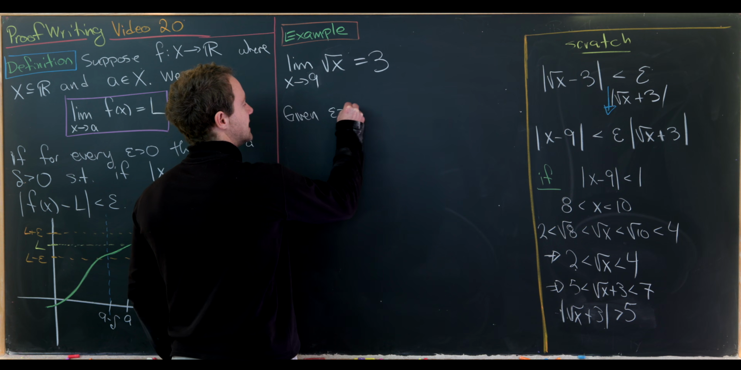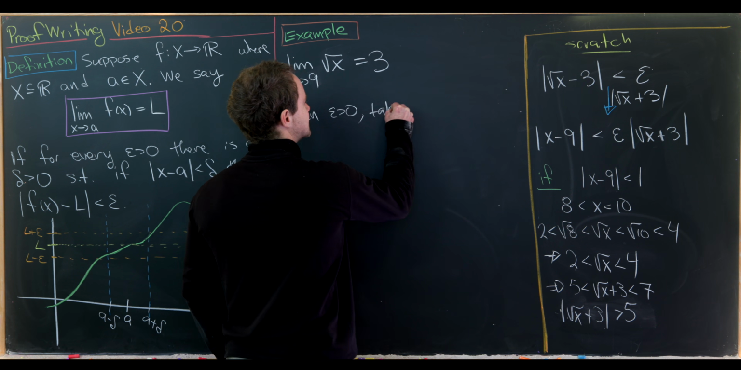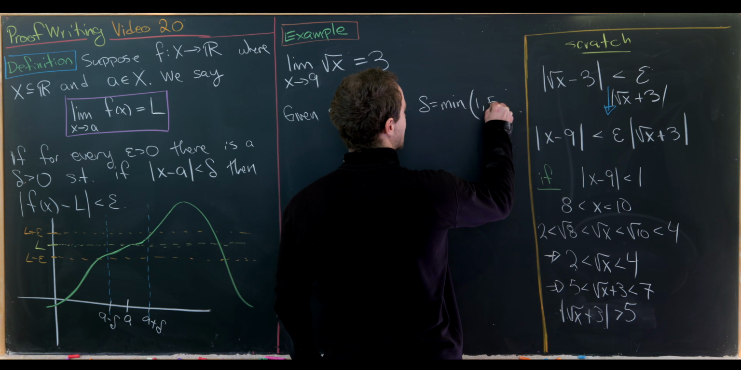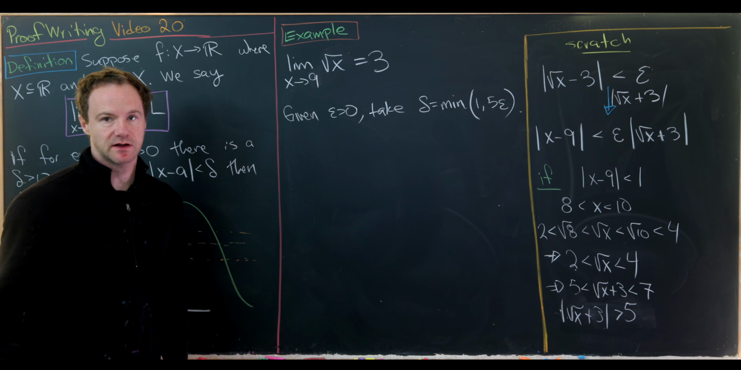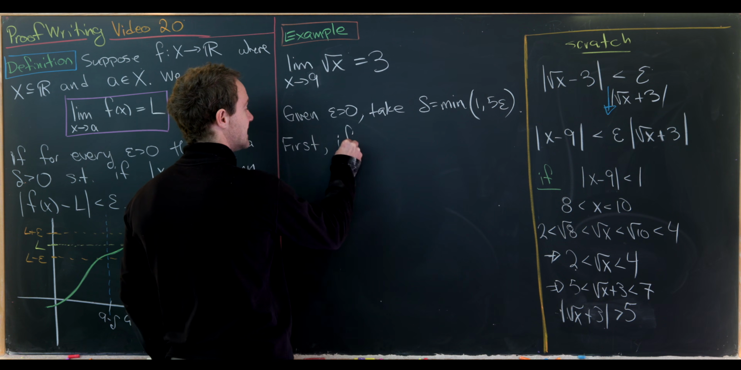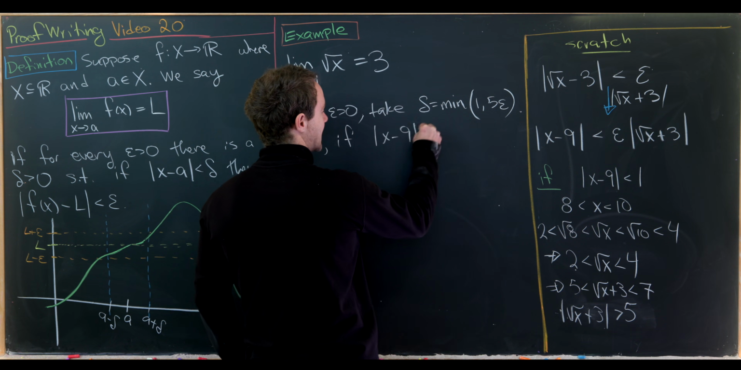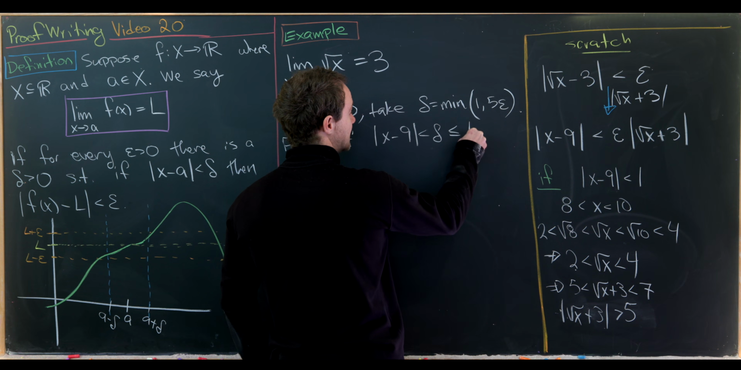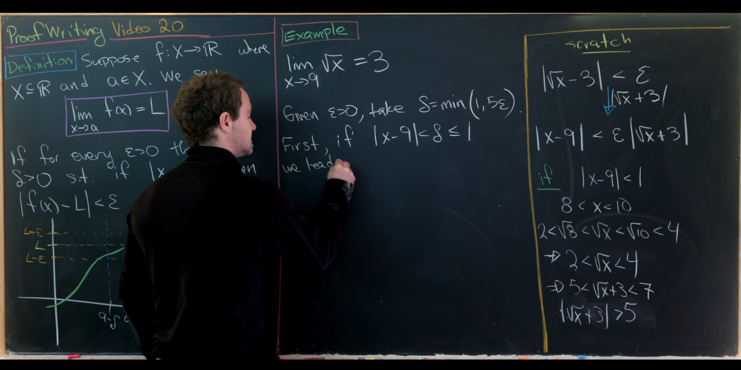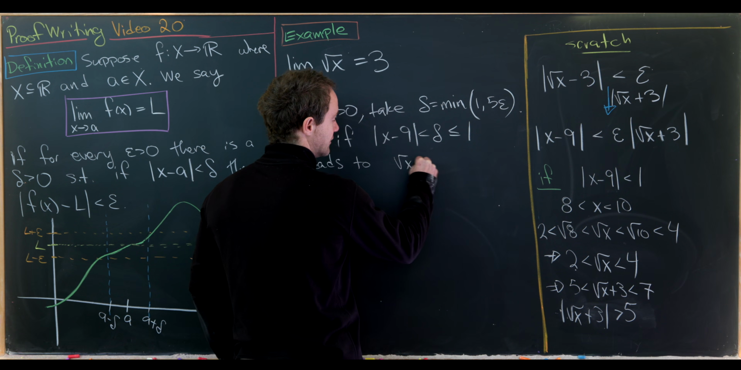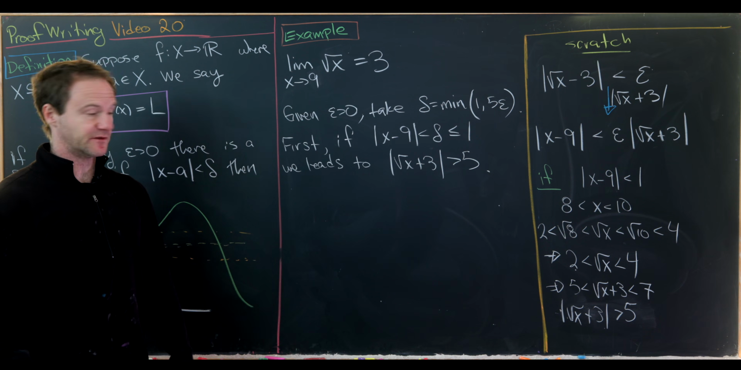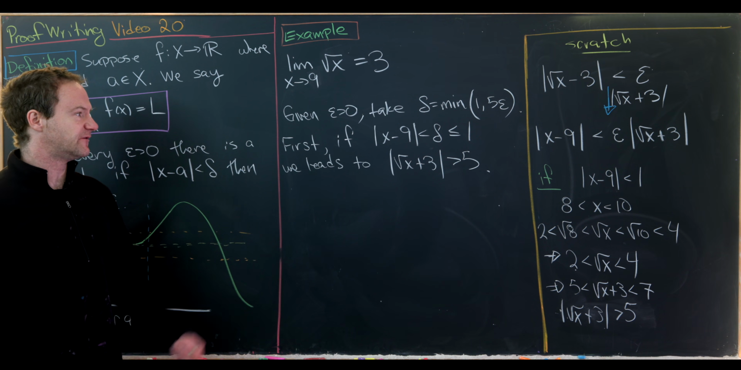So let's say we are given epsilon bigger than 0. Let's take delta to be equal to the minimum of 1 and 5 times epsilon. And first, we will derive this inequality. First, if the absolute value of x minus 9 is less than delta, then in turn, it's less than or equal to 1, which leads to the absolute value of x plus 3 bigger than 5 by that calculation we did over there. And now we're ready to finish this thing off.